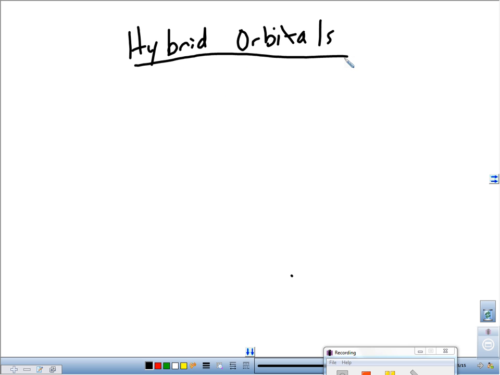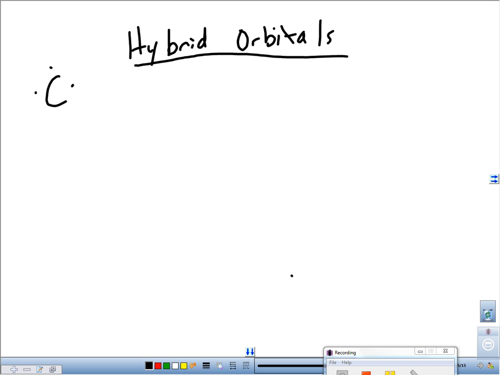Hybrid orbitals. The need for hybrid orbitals and why they exist. The issue is, once atoms bond, something else happens with their orbitals. And I understand that when we draw carbon and you put 4 dots around it, what does that mean? Why do we put 4 dots around carbon? 4 what? Valence electrons. We have 4 valence electrons.